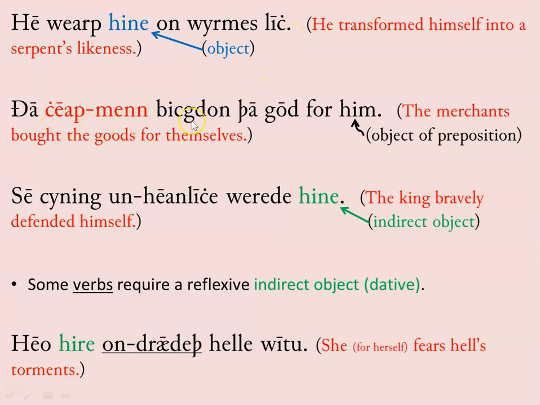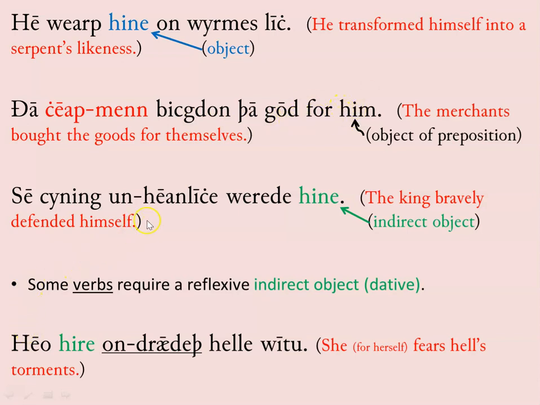Þa cepemenn bohton þa god for him. Now the merchants bought the goods for themselves. And here the him is the object of a preposition. So him as in they, themselves, because it's the object of the preposition for, you can interpret that as themselves. The merchants bought the goods for themselves.